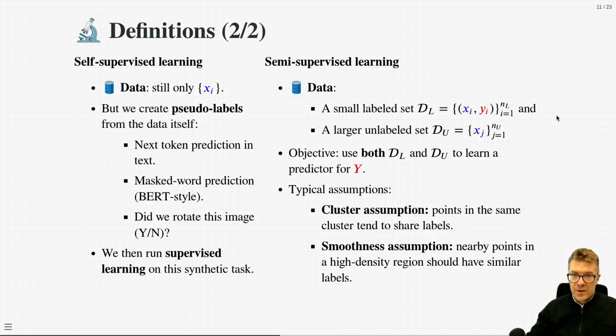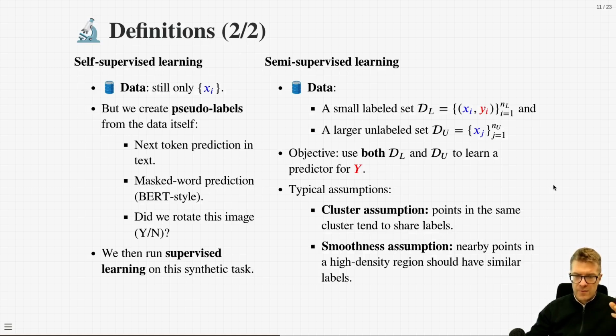Finally, semi-supervised learning is a combination of supervised and unsupervised learning. We have some label set with n sub l samples in which we have labels y, and then we have a larger, usually unlabeled data set d sub u, in which we have n sub u samples. So our objective is to use both d sub l and d sub u to learn a good predictor for y. One thing we can do is some clustering of all of our data, the union of d sub l and d sub u.